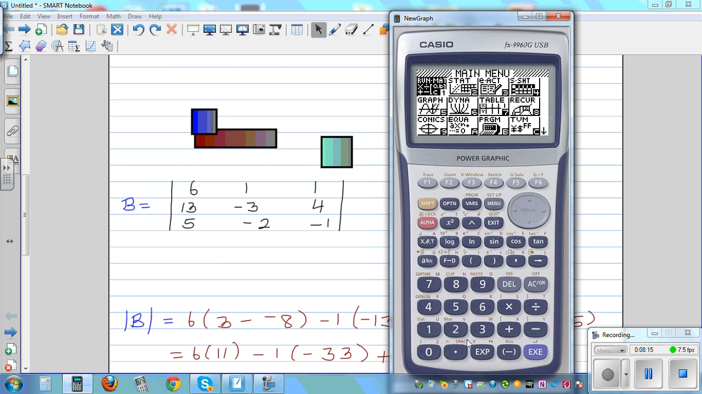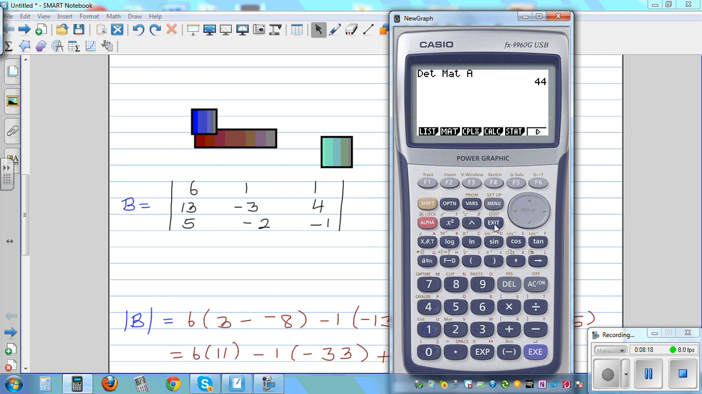So let us go to matrix, exit, go to matrix, and let me make a new matrix, again 3 by 3, and type in just the numbers 6, 1, 1, 13, negative 3 and 4, and 5, negative 2, negative 1, and execute, exit, exit, option, matrix, determinant of matrix alpha B equals 88.